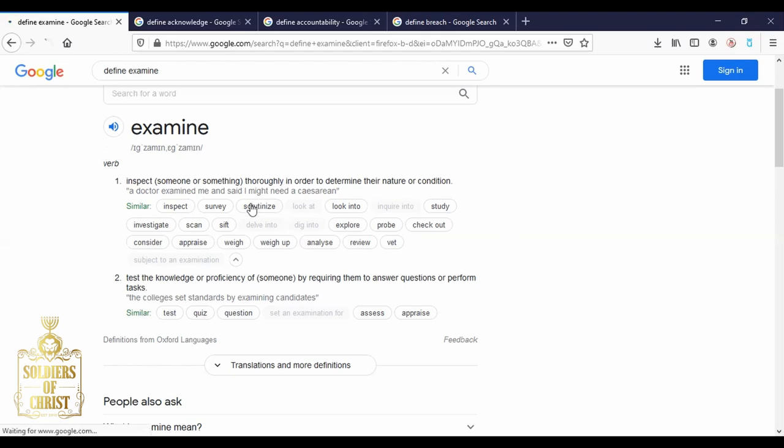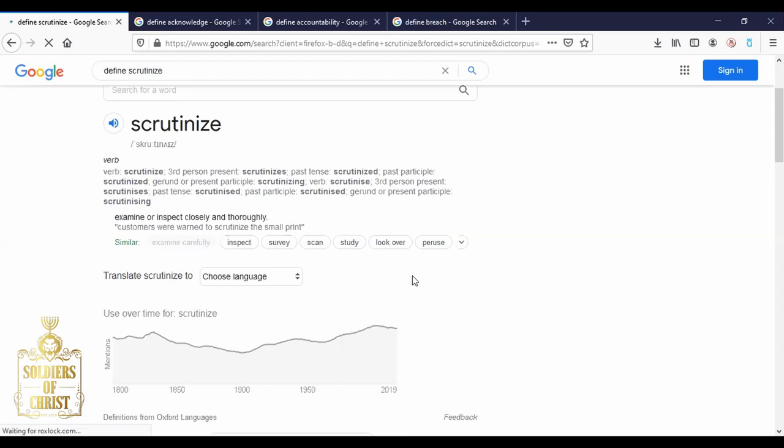Okay, let's click the word scrutinize. Read that definition. Verb. Examine or inspect closely and thoroughly. That takes diligence. That takes discipline. That takes consistency in order for you to scrutinize the problem.